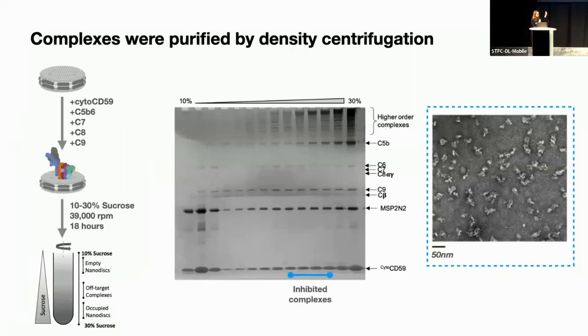The reaction is kind of a lot more dirty than just simply making our inhibited complexes. So we needed to purify it, obviously, and we purified it using density centrifugation because we didn't have any kind of native style purification. So I'll spare you the details of the purification, but essentially we took our gradient, screened every fraction, found the sample that we were interested in, and then concentrated it for cryo-EM.